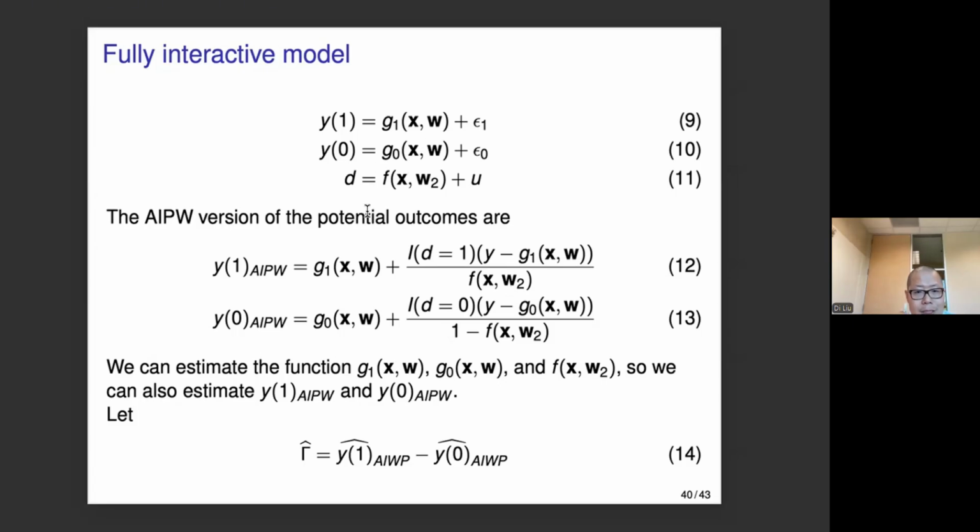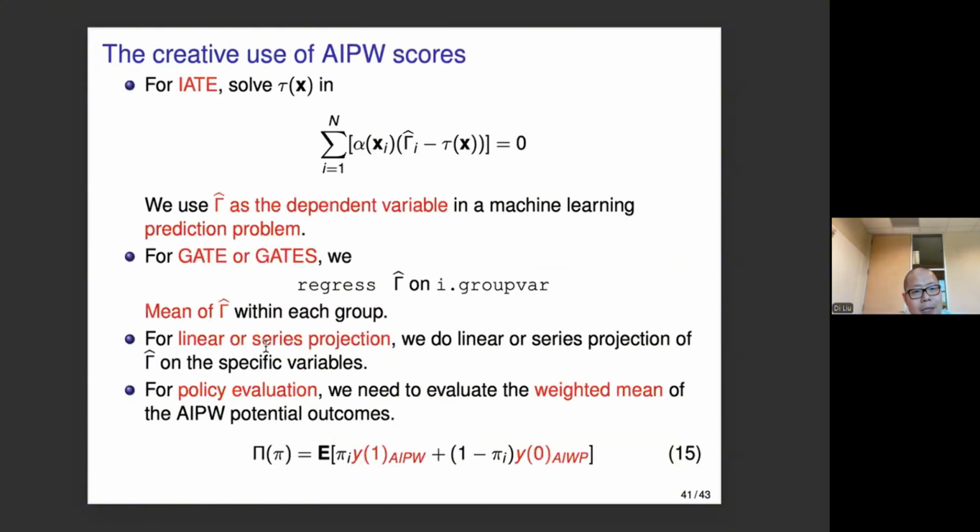For all the nuisance functions, we can already estimate the G1 function, G0 function, and also the e function during the double machine learning. So the tau function's IPW score is just the difference between these two potential outcomes, which we indicate as gamma hat. This is our AIPW score.